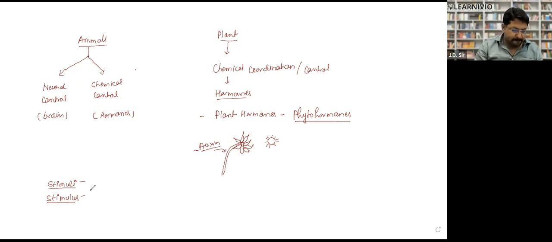Next point: in plants, control and coordination is not highly developed as in animals, because plants do not have a nervous system, full stop.